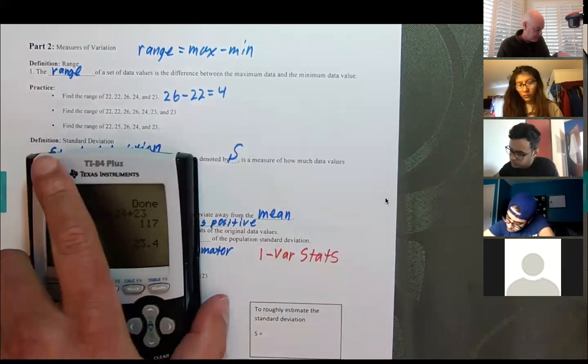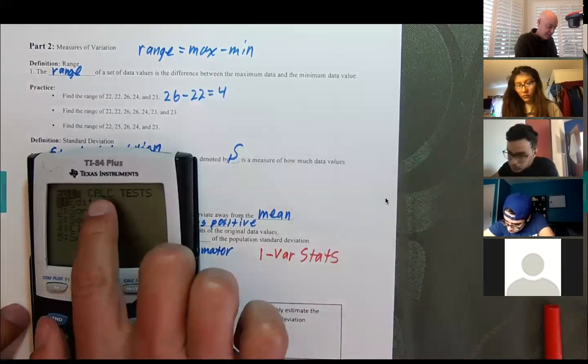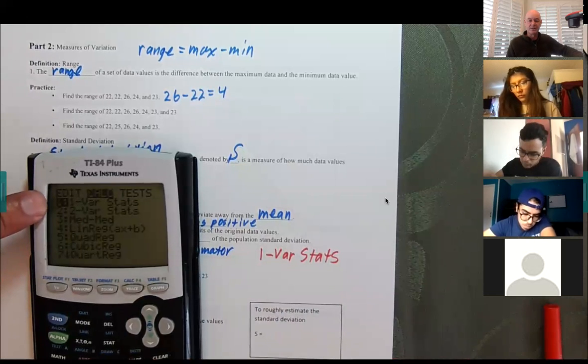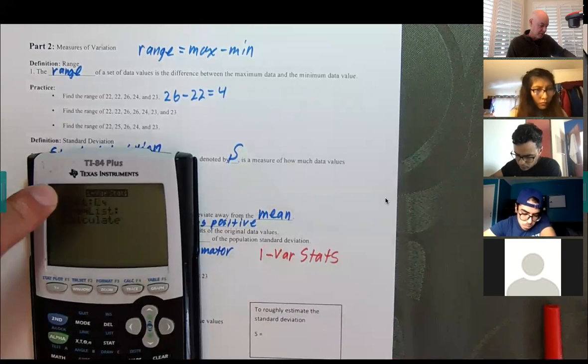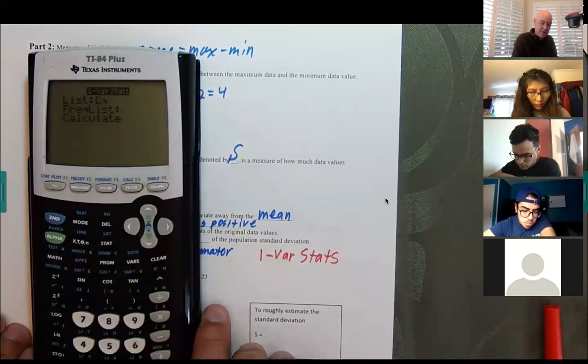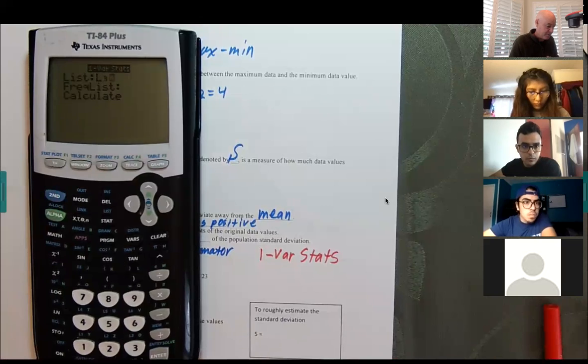So I'm going to go to stat and calculate. And there's my 1 Var Stats, one variable statistics. It wants to know what list I want to do this to. I put mine in list 3. That's going to be, my list 3 is above my 3, so it's second L3. There's no frequency list. And I hit enter.